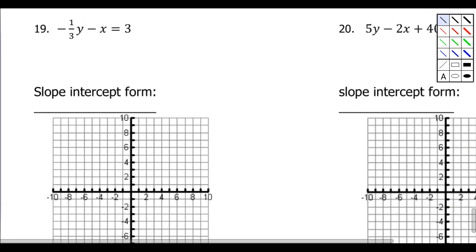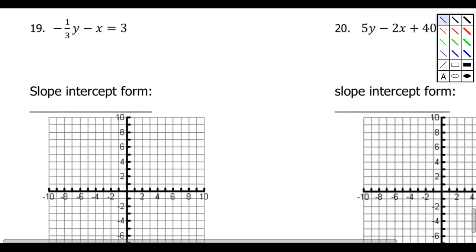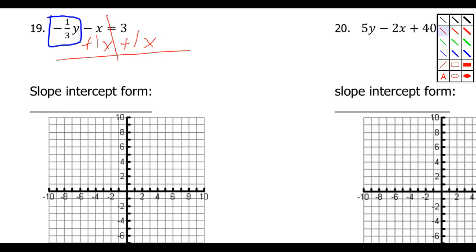Alright, 19. We've got negative 1/3 y minus x equals 3. What do I want by itself? I want to box this thing in, so I'm going to box in the negative 1/3 y. I need to get rid of this x right here, so I'm going to add 1x to both sides.